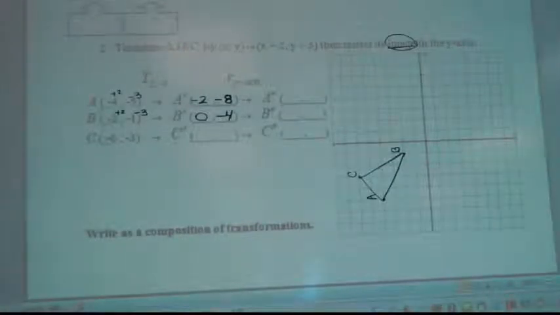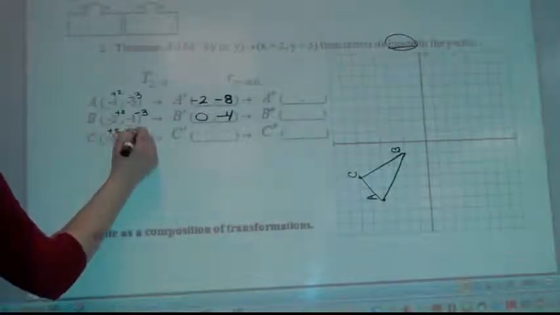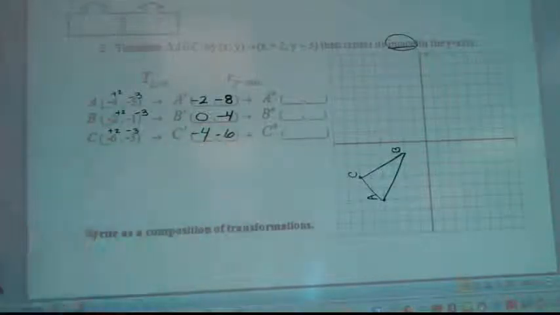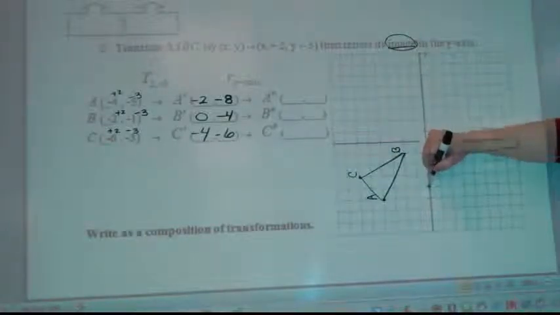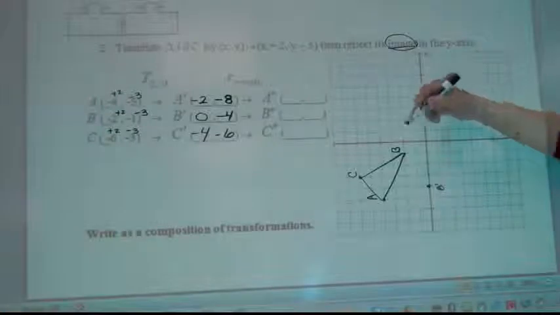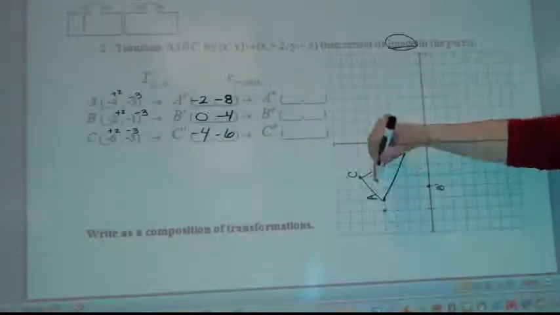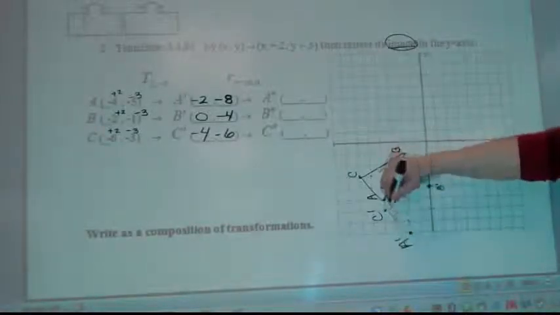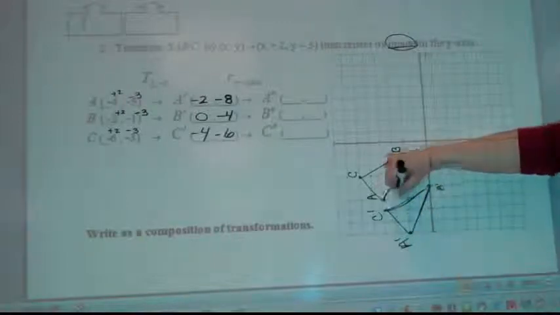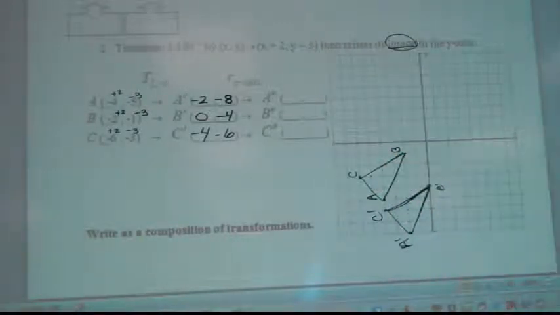Jordan, what'd you get for C prime? (-4, -6). That looks good. And what I can do is I could always just move 2 spaces over, 1, 2, 3, down. 2 spaces over, 1, 2, 3, down. 2 spaces over, 1, 2, 3, down. Sloppy. And let's see if those points match up. (-2, -8) is A prime, B is (0, -4), C is (-4, -6). Looks perfect. Okay, if you want, you can highlight the y-axis.